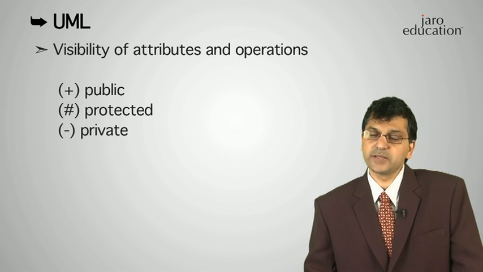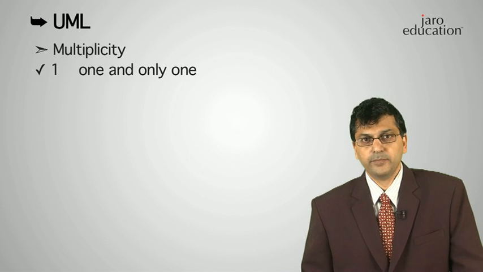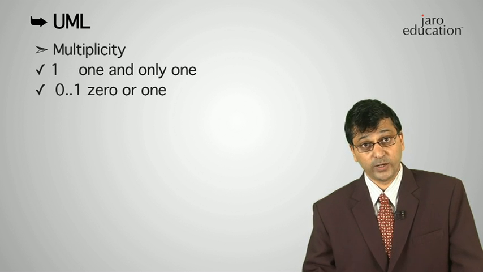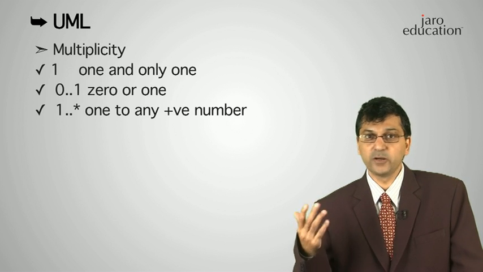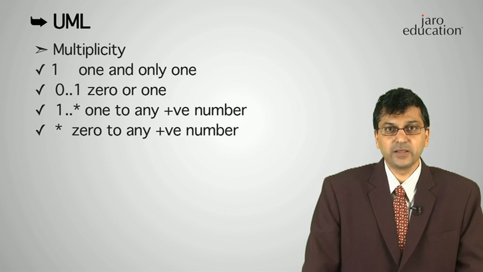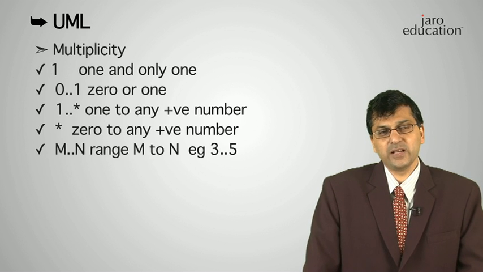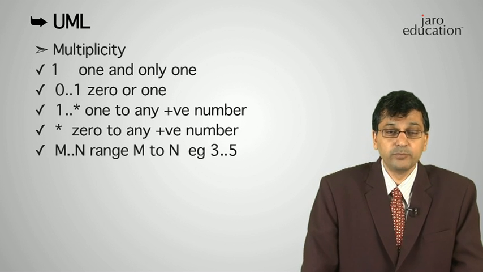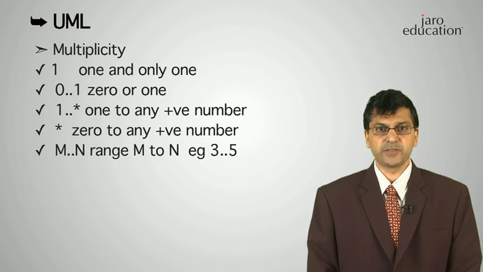If it is preceded by a minus, it's a private method, and so on. Multiplicity is defined using one of these notations. So if you say 1, it means 1 and only 1. 0..1 means 0 or 1. 1..* means 1 or more. There can be 2, 3, 10, 20, 100, whatever. Star means 0 or more. So there can be either nothing or 1 or 2 or 10 or 50. m..n means it's a range between 3 and 5, between 18 and 60, working people and so on and so forth. So that's the kind of notation you use to define multiplicity between objects.